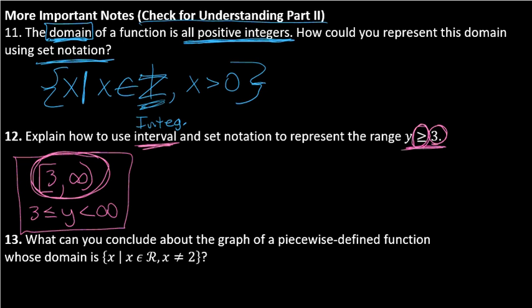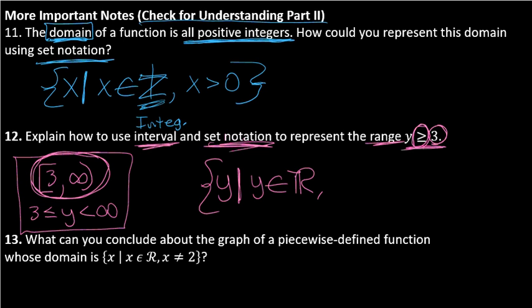Okay, now set notation. So if we're doing range, we're going to do y bar, and we can't forget our little curly bracket. And y, it doesn't specify, so we're going to go ahead and assume that y is a real number. It's on the set R. Okay, and we're just going to add in the specification that y is greater than or equal to 3. Okay, and all of these in pink mean the same thing for this guy here.